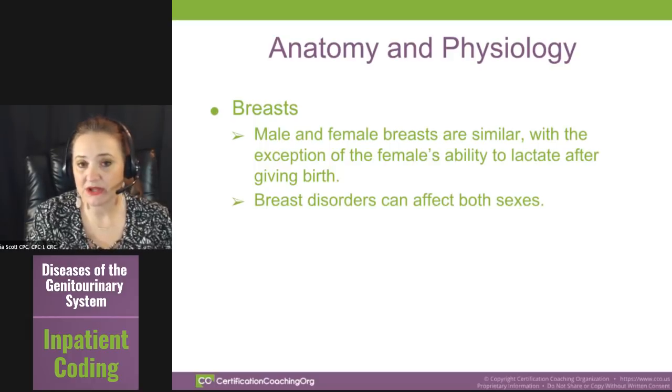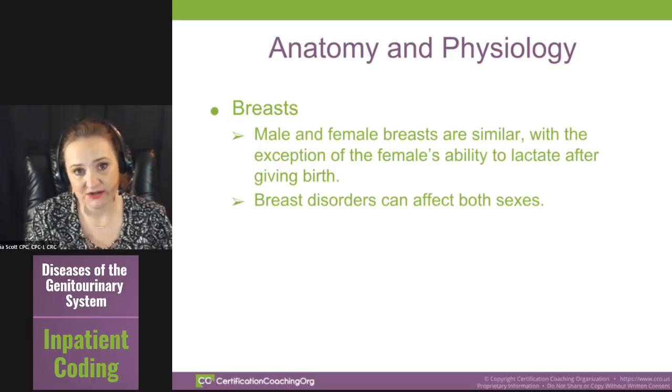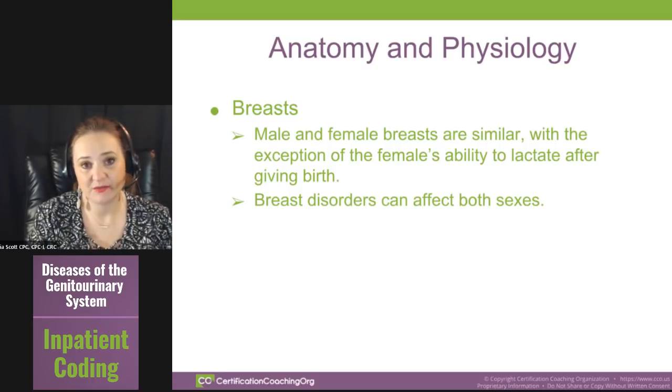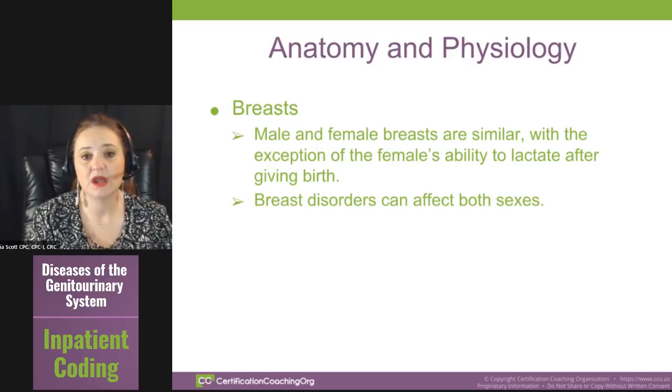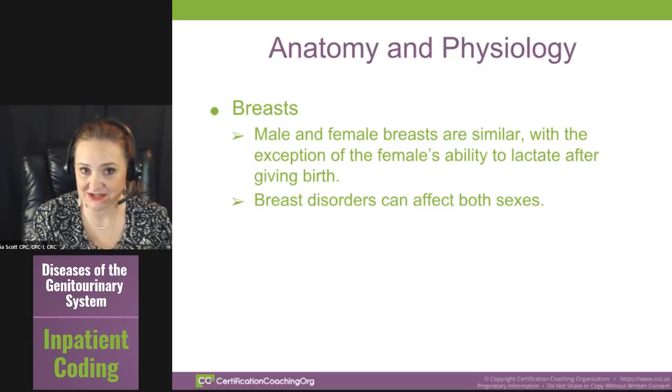For both men and women, we have breast tissue. Surprisingly, a lot of people don't realize that men can get breast cancer because they actually have breast tissue. Now, they don't have the same ability to lactate like women, but we do have the same breast tissue there. When you go to code for breast cancer, a lot of the codes will ask you male breast cancer or female breast cancer, and treatment is the same.